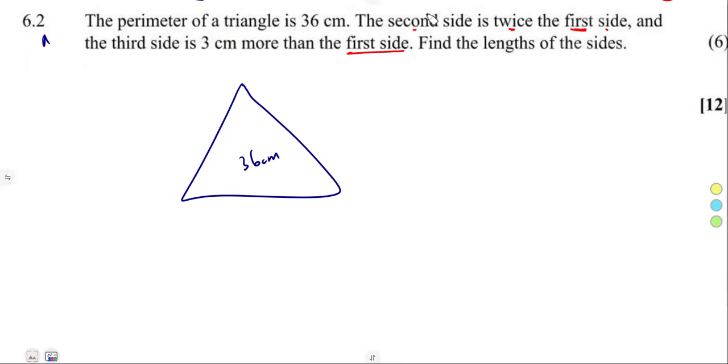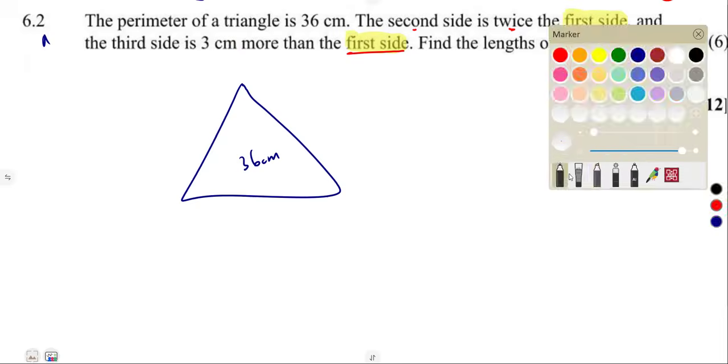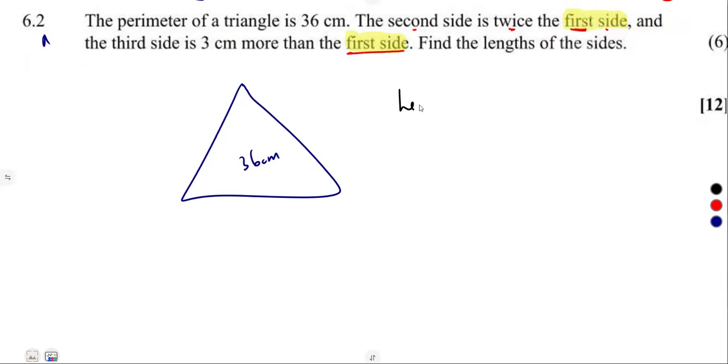The second side is given in terms of what? The first side. The third side is given in terms of what? It is given in terms of the first side. So what does it mean? It simply means we can have the first side as the unknown. Let the first side be equal to x.